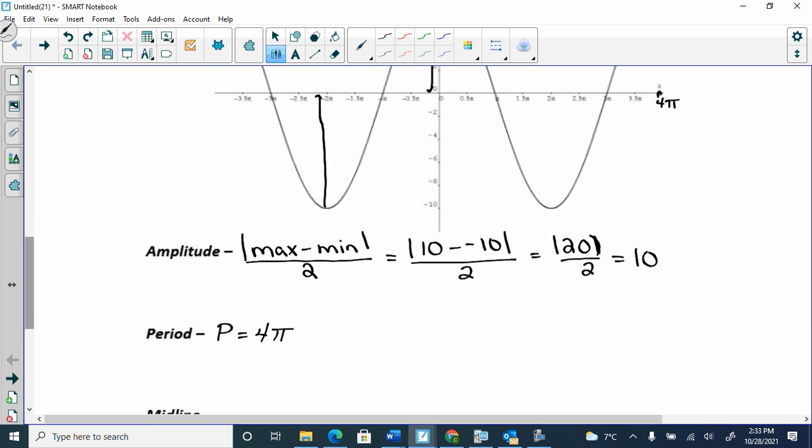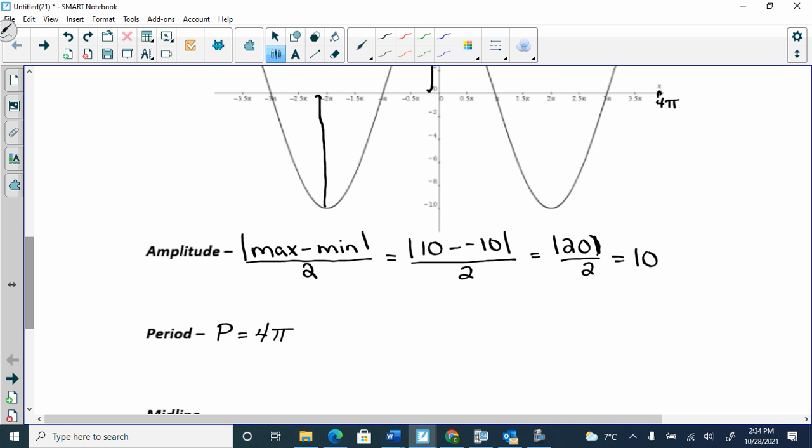Is that my b value? Before you all keep going so fast. Is that my b value? Does b equal p and p equal b? No. So, p equals 4 pi is what p is, but I need b. How do I get b?